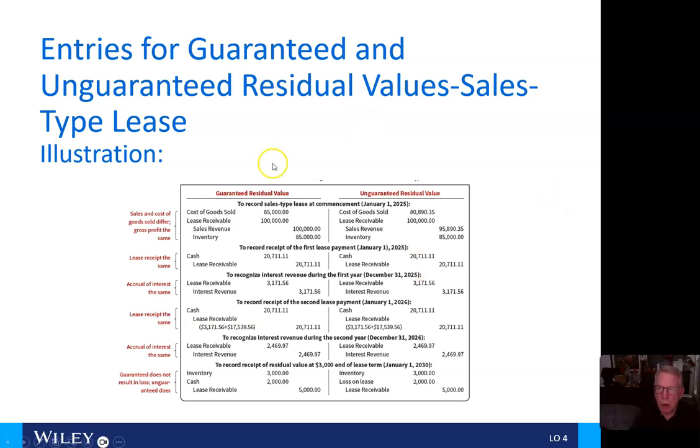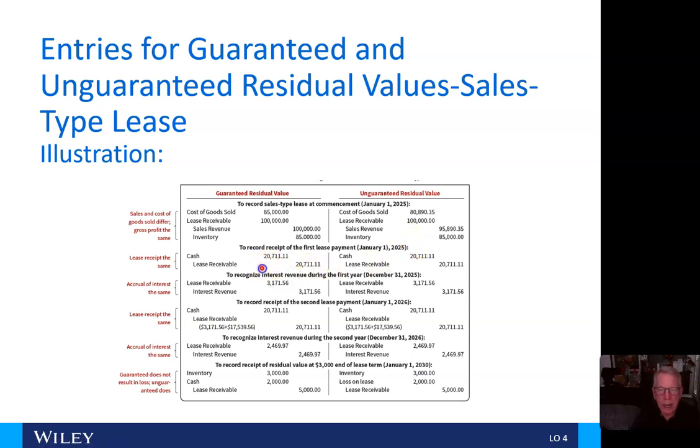So the entries for the guaranteed and unguaranteed residual values in a sales type lease. Here's our guaranteed residual values here and unguaranteed residual values there. Here we have our standard entries for cost of goods sold and inventory and sales revenue and lease receivable. Pretty straightforward there. And the same structure except adjusted for unguaranteed amounts from the previous slide.